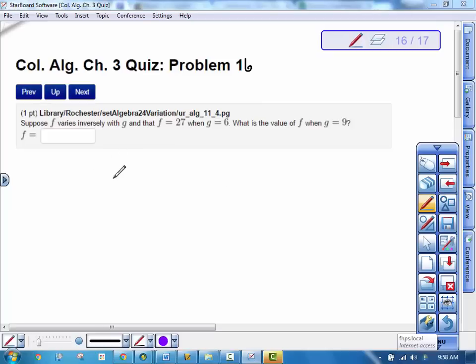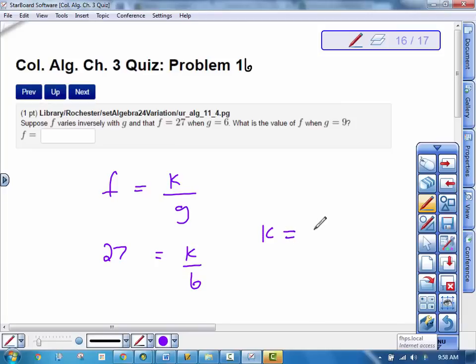Okay, the next question says f varies inversely with g. So there's going to be some constant of variation. And it says f is 27 when g is 6. So multiply both sides by 6, and that gives us k, which in this case is 162. And that goes in right here to give us our relationship. And then they want to know what f is when g is 9, so plug in 9. So 162 divided by 9 gives us 18.